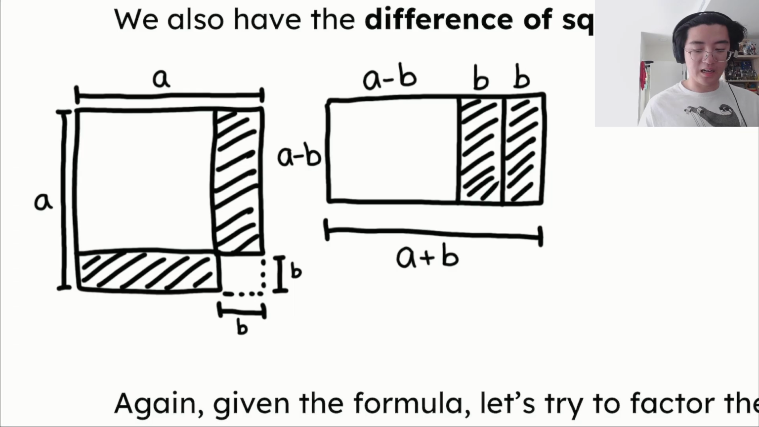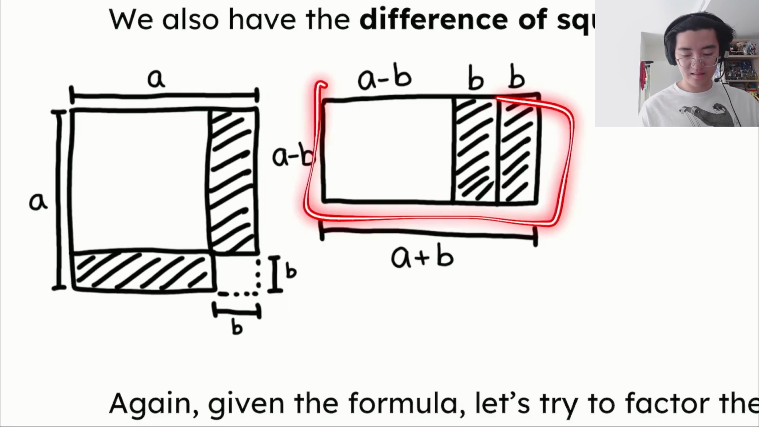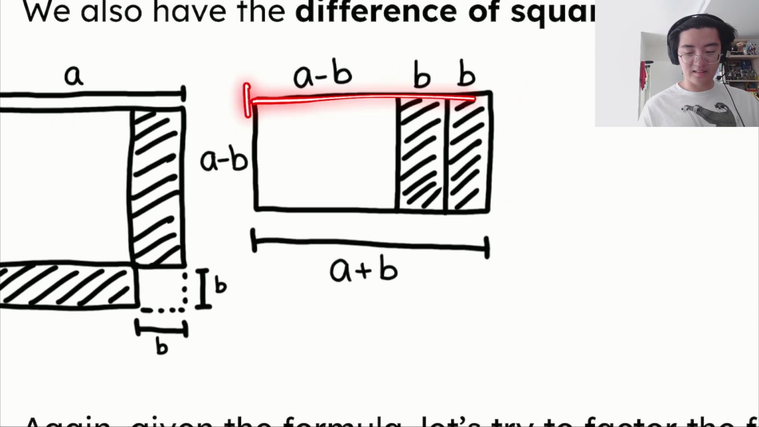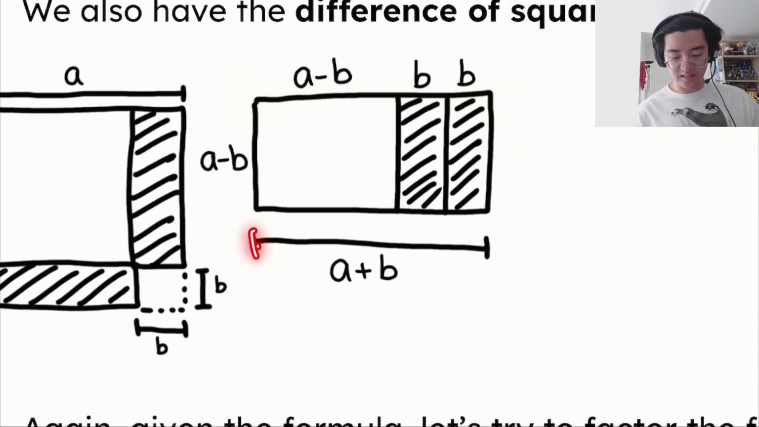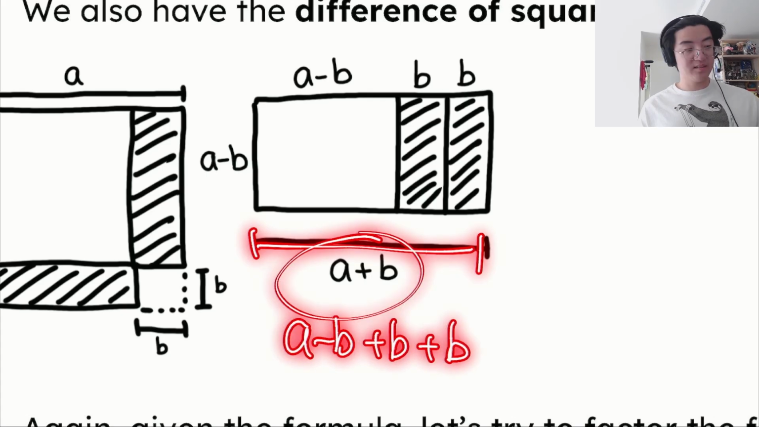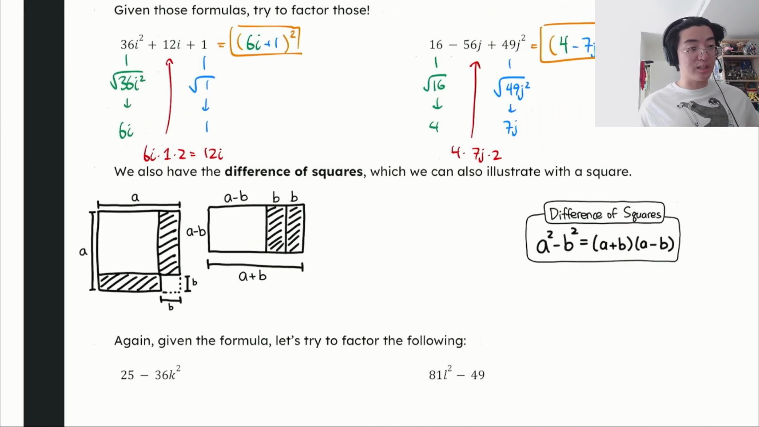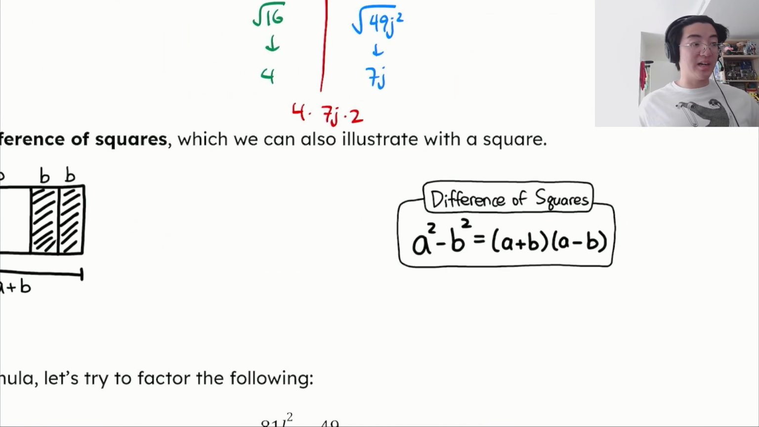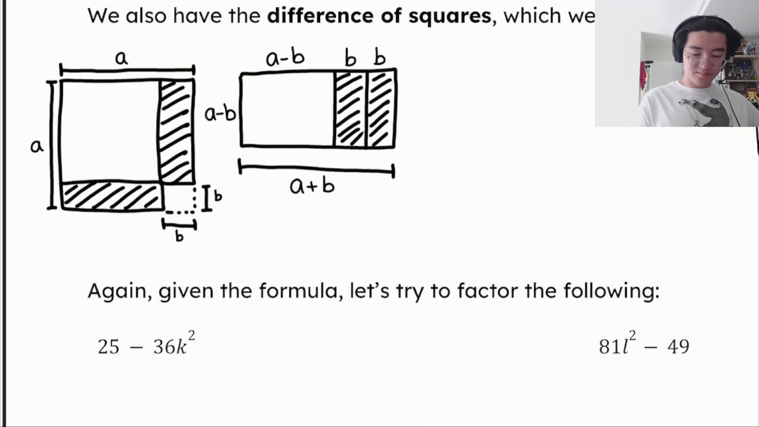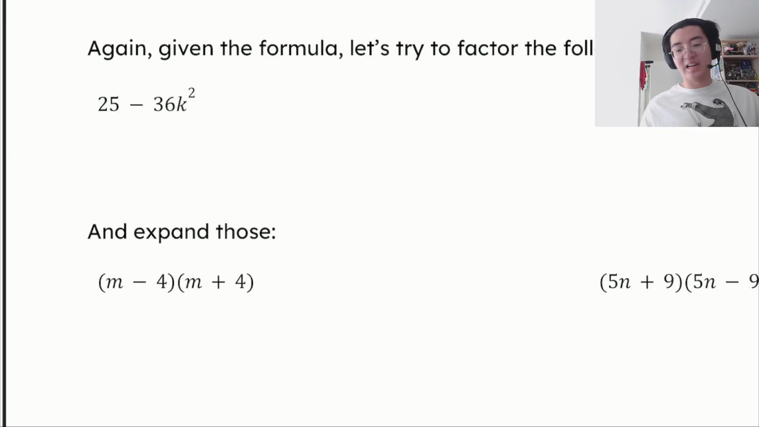So we can line it up like this, with a rectangle that's a minus b tall and this wide. And of course, this right here is just a minus b plus b plus b, which is a plus b. So that's why this works. The reason a squared minus b squared is a plus b times a minus b is we can literally visualize it with the area of a square. Okay, end of yapping. Let's actually see it in action.